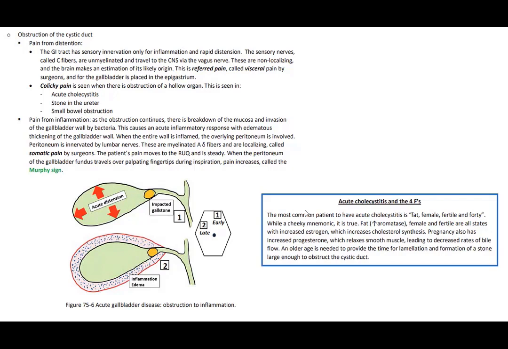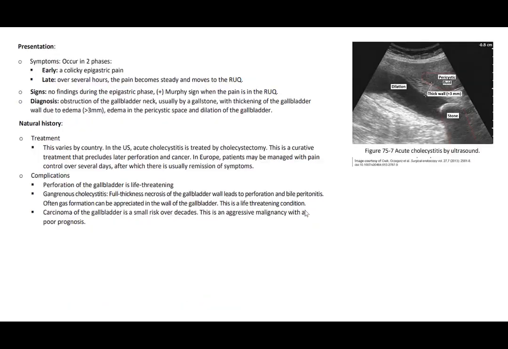Now, it's important to remember acute cholecystitis in the 4 F's. The most common patient to have acute cholecystitis is a fat female who's fertile and 40. Now, this is pretty cheeky mnemonic, but in fact it's often true. Fat increases aromatase, and females in fertility are all states with increased estrogen, which increases cholesterol synthesis. Pregnancy also has increased progesterone, which relaxes smooth muscle, leading to a decreased rate of bile flow. An older age is needed to then provide the time for lamellation and formation of a stone large enough in order to obstruct the cystic duct.